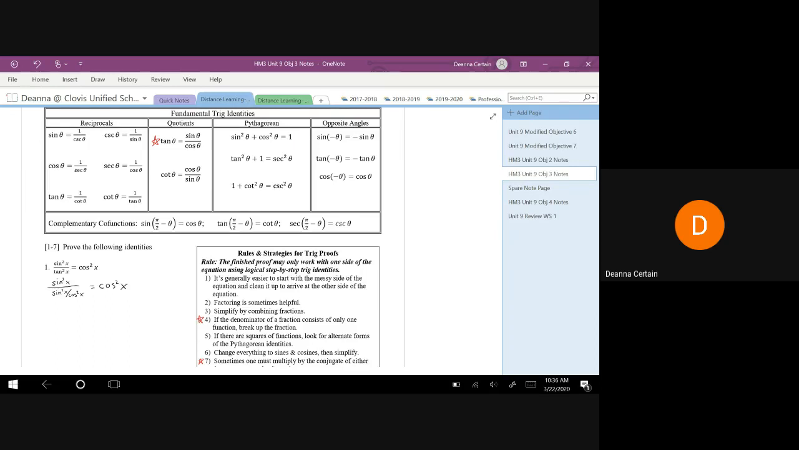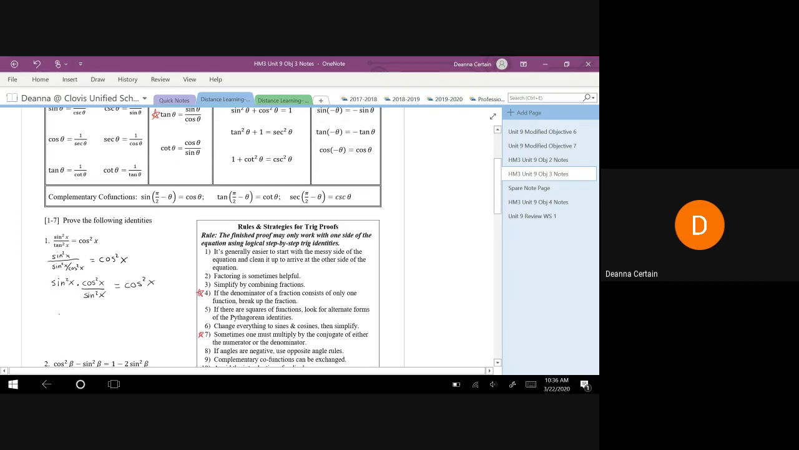Okay, well, I know that dividing by a fraction is the same thing as multiplying by its reciprocal. So maybe I change this to times cosine squared over sine squared. Oh, and then I'm noticing that the sine squareds are going to simplify. So I'm left with cosine squared equals cosine squared. My proof is done, QED.